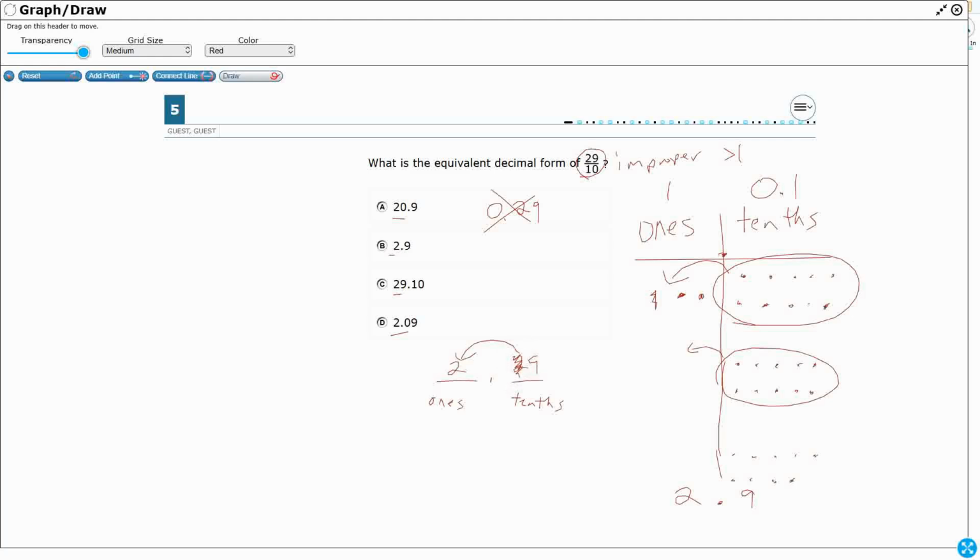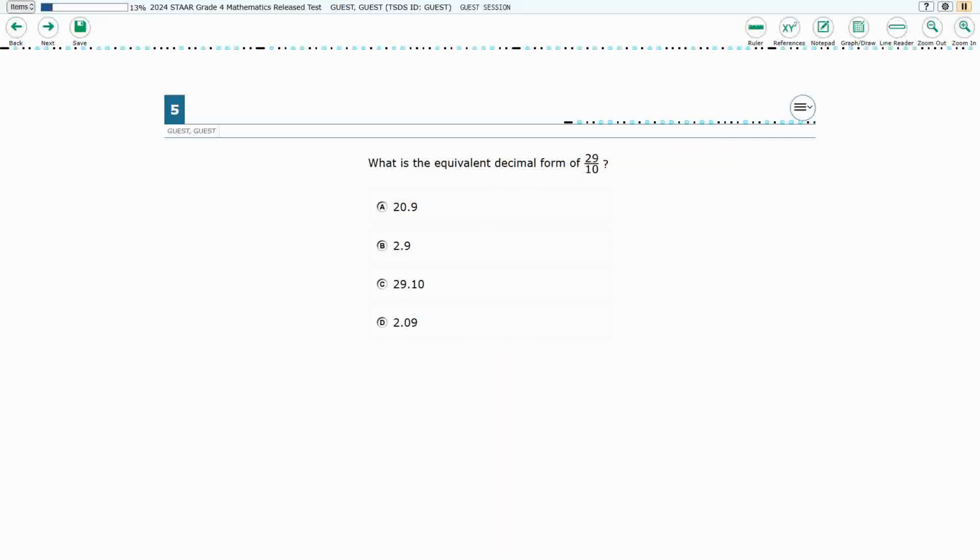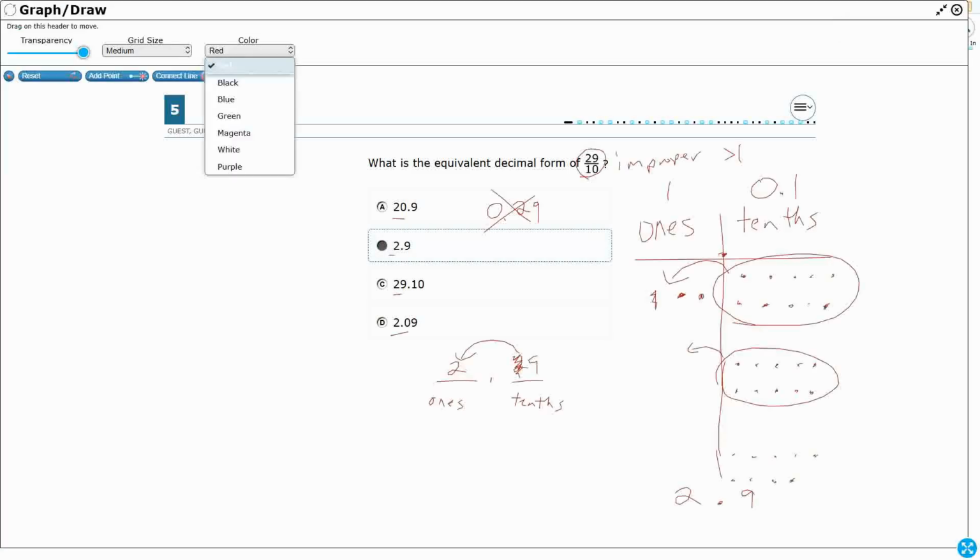And you get the same thing. 2.9, 2 and 9/10ths, is the same as 29/10ths. So our answer here is B. Now let's see how we did across the state of Texas for that. Correct answer B, we had 64% of our students. So as always, anything above 60 we're feeling good about.